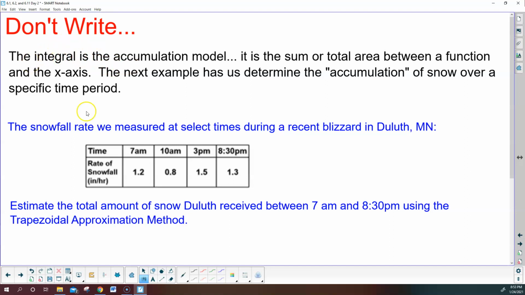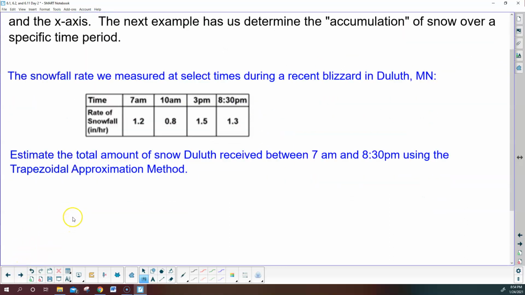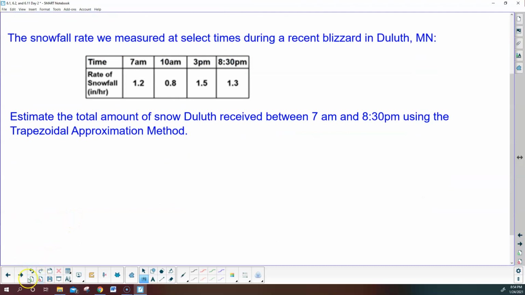So we know that the integral, this symbol, the integral symbol with something dx, is actually equal to the accumulation model. Think of that word accumulation as sum, right? It adds up the area underneath the curves. So an integral is the accumulation model. It is the sum or the total area between a function and the x-axis. The next example kind of has us determine the accumulation of snow over a specific time period. So I'm going to pause this and make a quick graph just so we can visually get this.